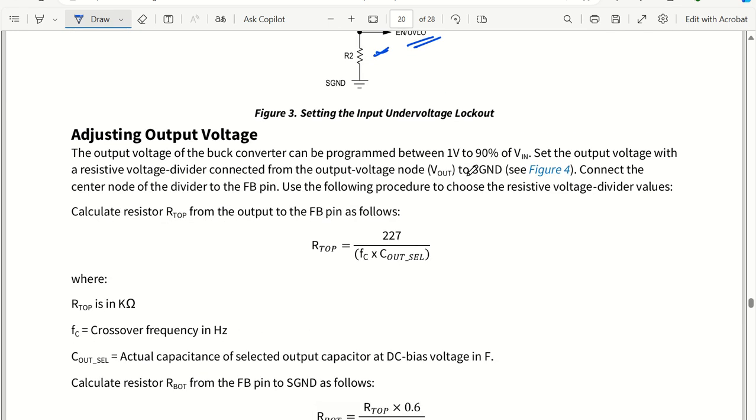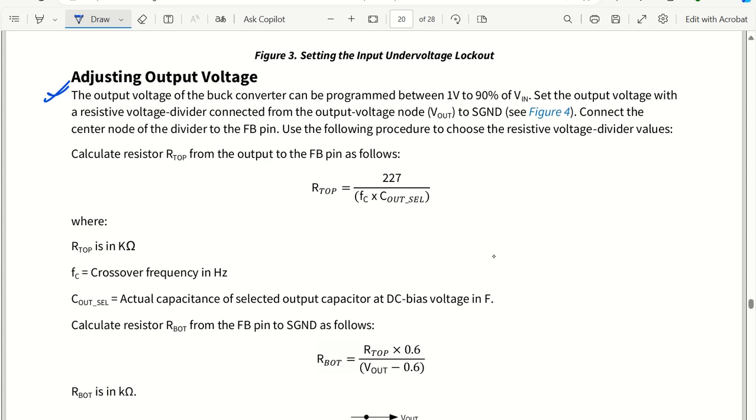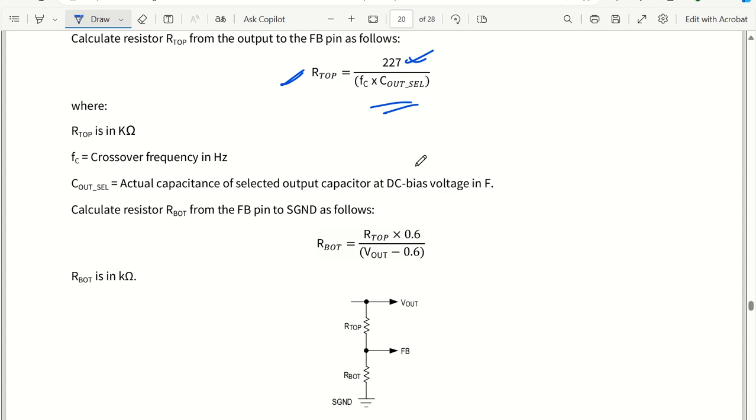Okay, coming back to the adjustable output voltage, like we are going to work on voltage regulation. So what happens is there is R top and R bottom. So R top and R bottom, what you can utilize is 227 divided by FC times C output select. Okay, so actually you can utilize this, or otherwise you can utilize this directly. Okay, so one more thing I'll tell you, R bottom can be calculated from R top multiplied by 0.6 divided by V out minus 0.6. So this was the main formula that was used to set the regulated output voltage.